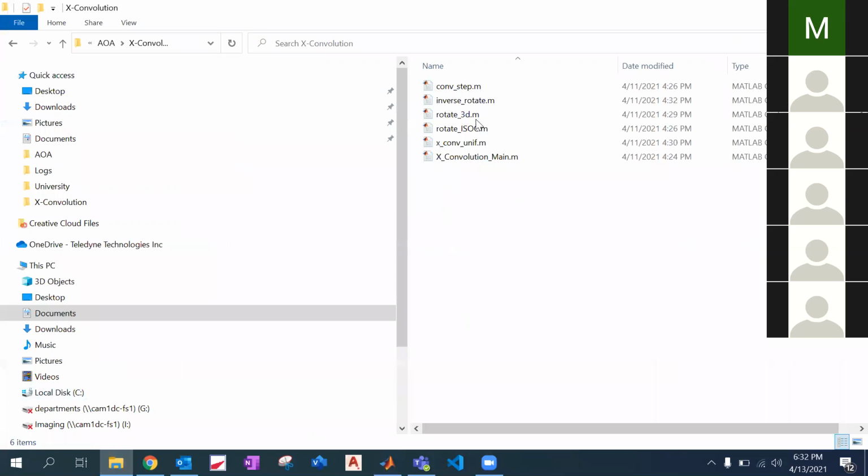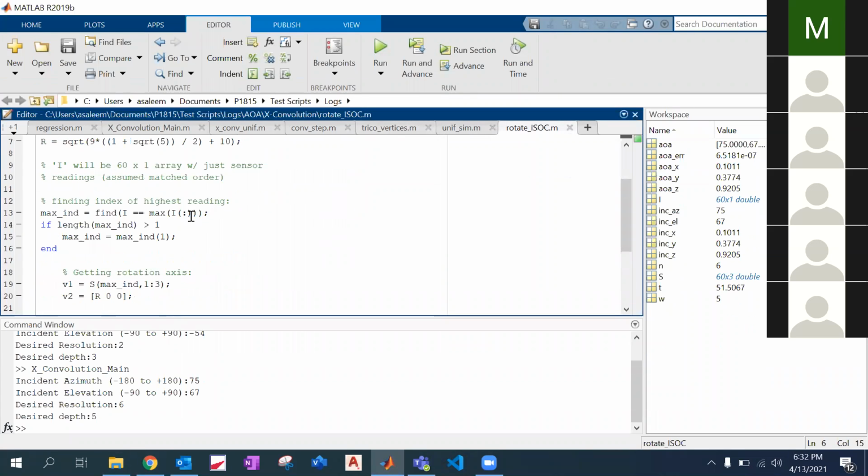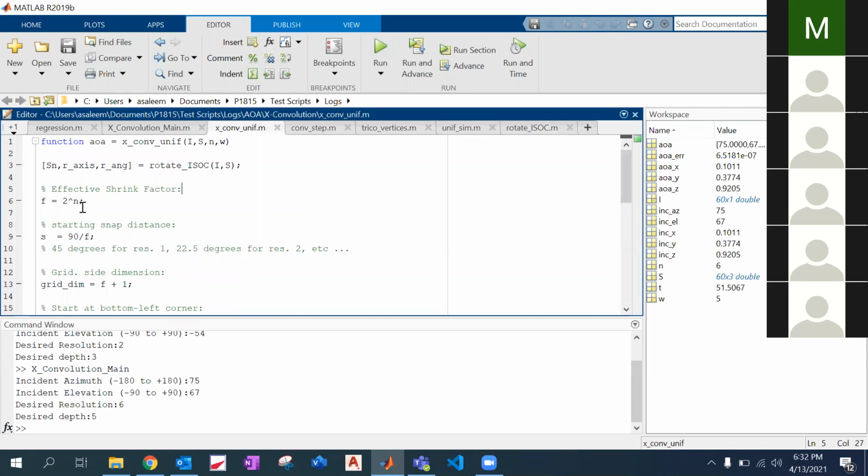If I actually open this, this is exactly what I'm doing here. When I do find max index, I'm finding the maximum of the intensity readings, and then I'm rotating my isoc such that the equator point hits that maximum. And it does that for any input angles. I do that every time before I run the convolution algorithm, because we want to be near the maximum, as far away from the poles as possible.